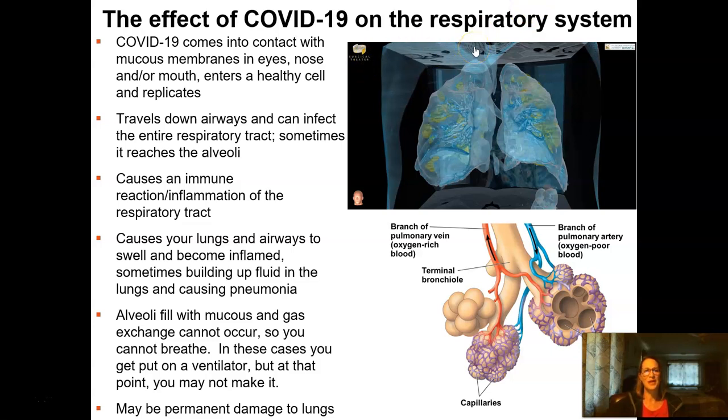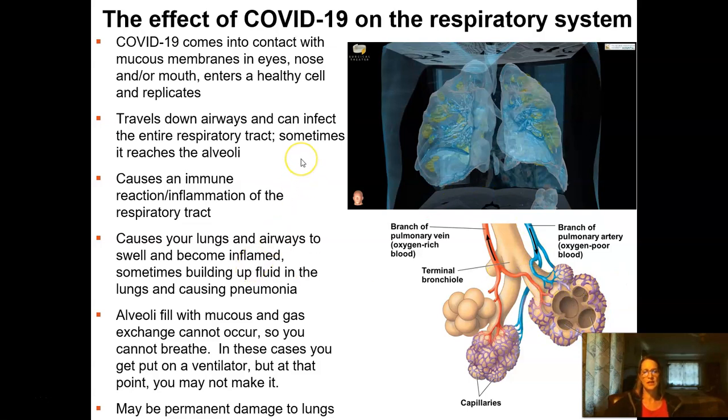So pretty much COVID-19 affects the respiratory system, and that's where the major effects are. So it's really a good time for us to learn about how that impacts the respiratory system. What it does is the virus comes into contact with the mucous membranes in the eyes, nose, or mouth, and when it finds a healthy cell, it enters the healthy cell and it replicates. But this virus can travel down airways and can infect the whole respiratory tract, and in some cases it even will reach the alveoli right here, which is where all of our gas exchange occurs.